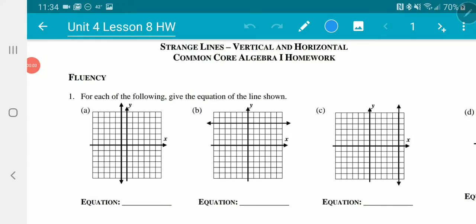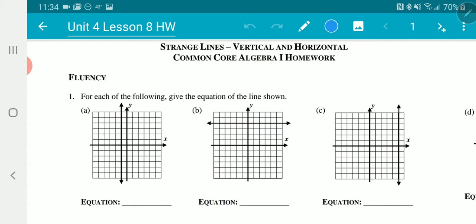Mr. Parisi here, and we're going to be talking about the homework for vertical and horizontal lines. Just a reminder that if you were not able to finish the homework, or if you did finish it but left some blanks, use this video to finish those problems and resubmit or submit your work on the original post for Unit 4, Lesson 8, okay? That'll get you credit for this assignment. So let's get right into it.